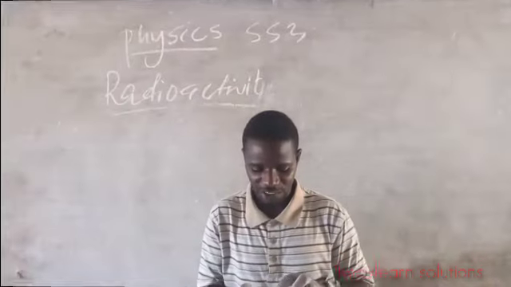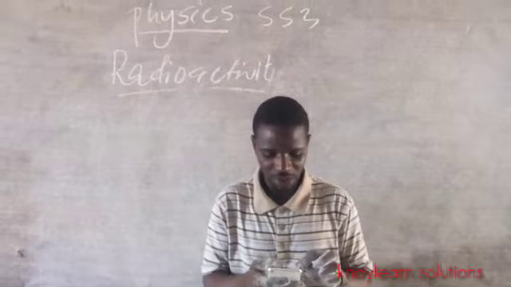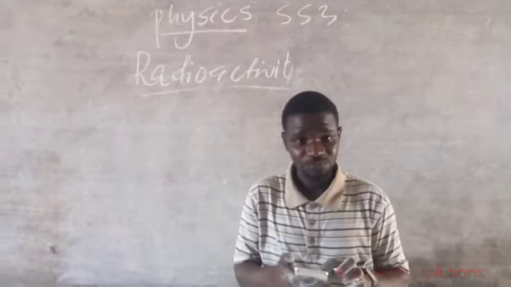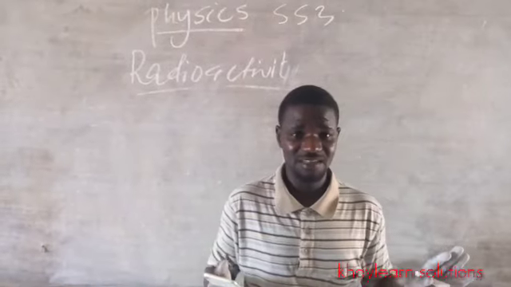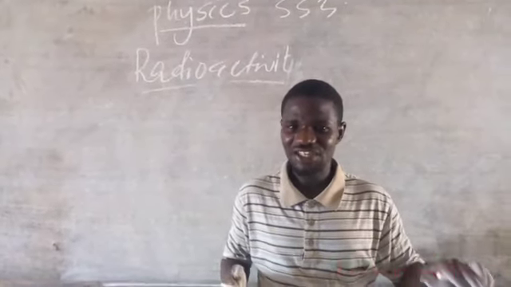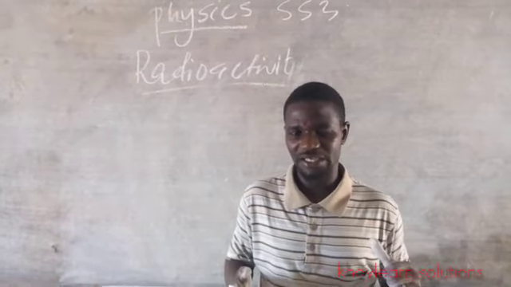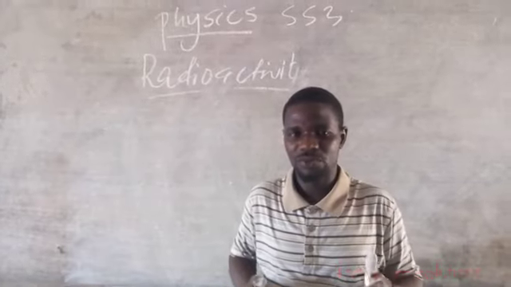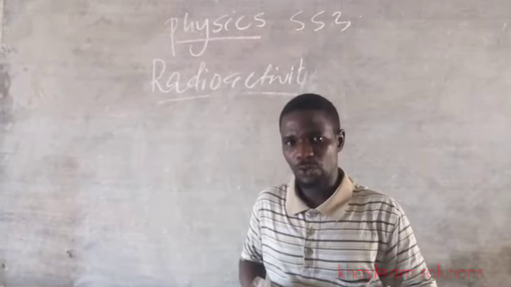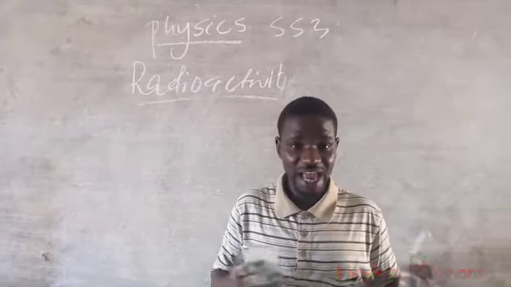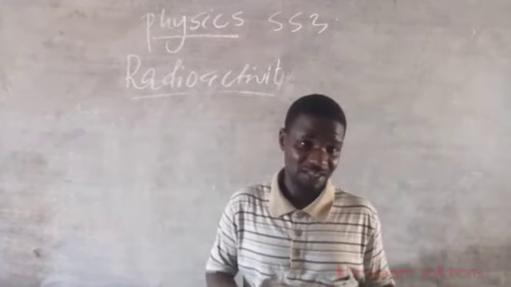We have two types of transformation: natural transformation and artificial transformation. In natural transformation, we don't need any other substance to bombard the initial substance. The initial substance will release energy, or will be bombarded naturally, and yield some particles, which are called alpha, beta, or gamma particles, and yield energy and some other substances.